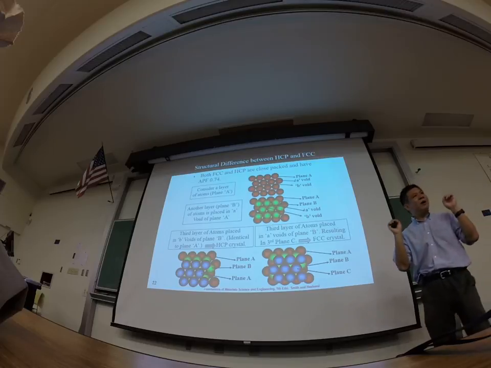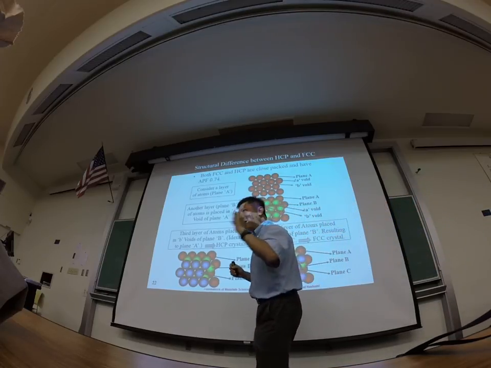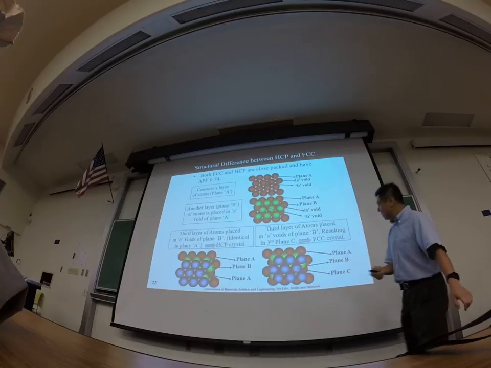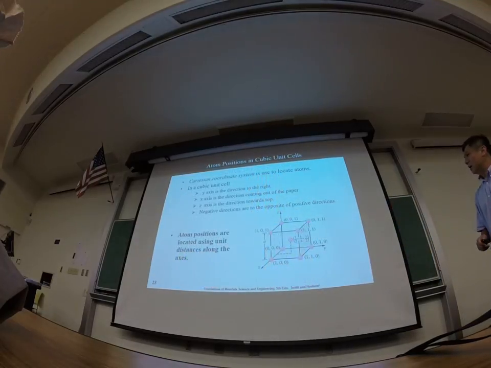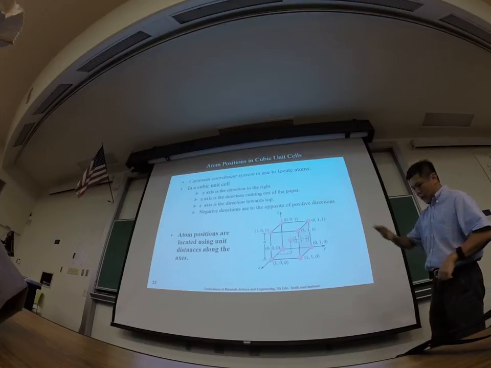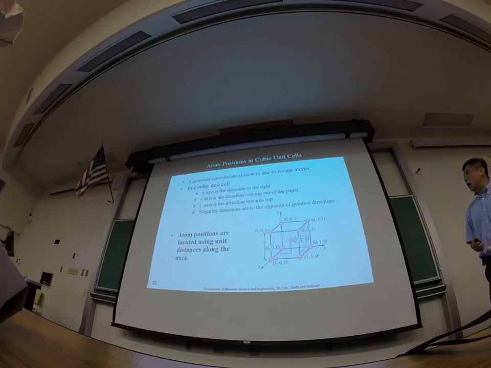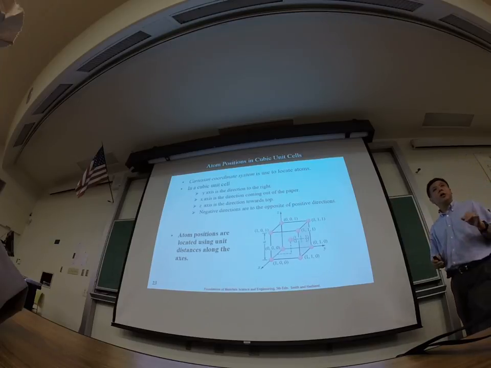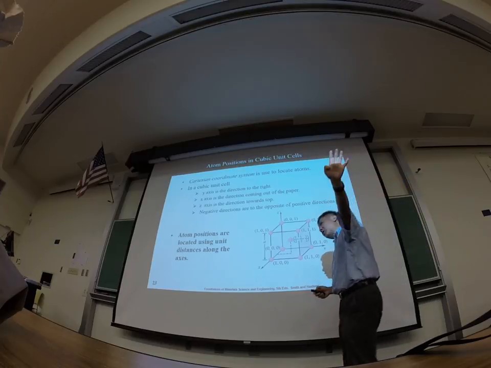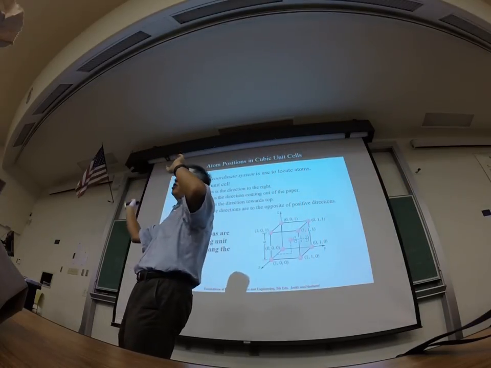But they both are very efficiently using the space. 74% is their APF. Okay, so that's one thing. An important thing for the crystal lattice structure: you only need to know 14 different types, and you don't really need to know which 14.